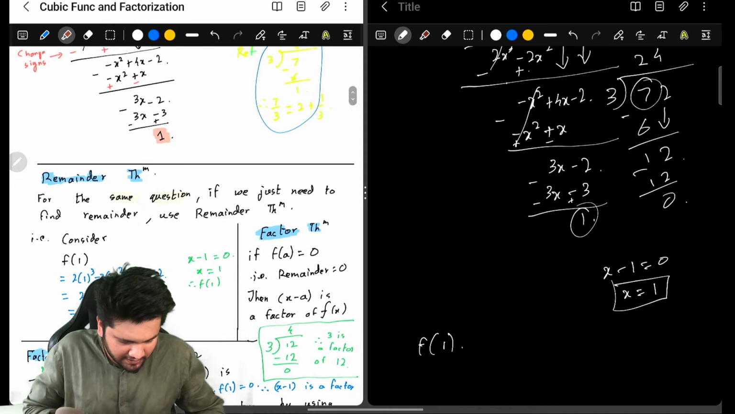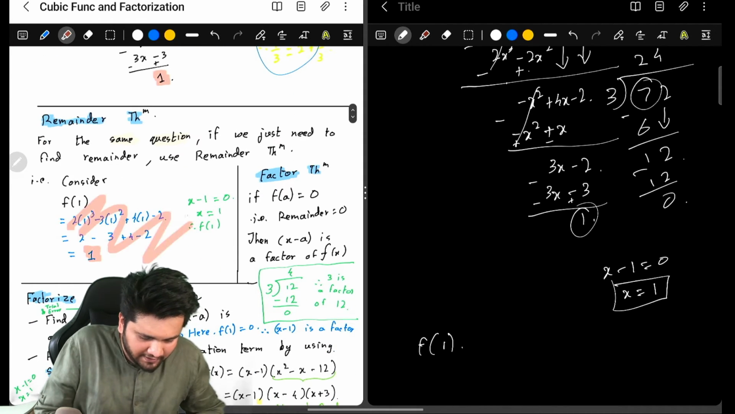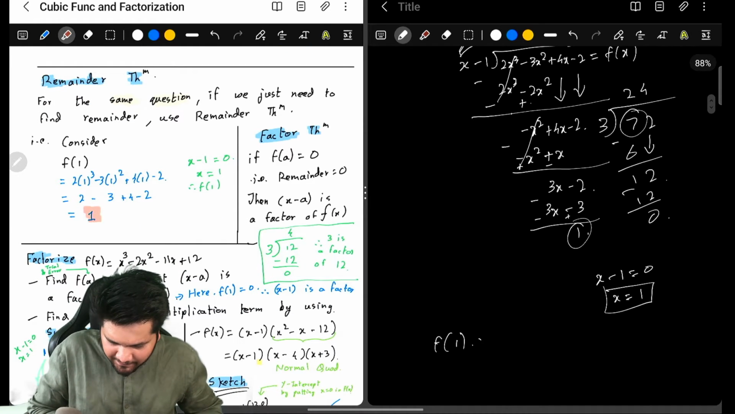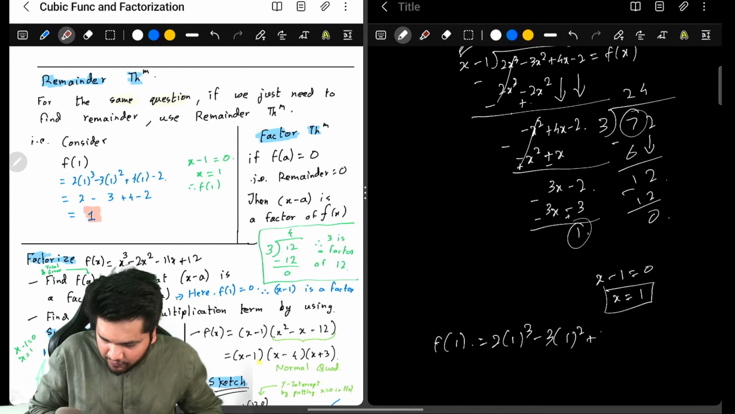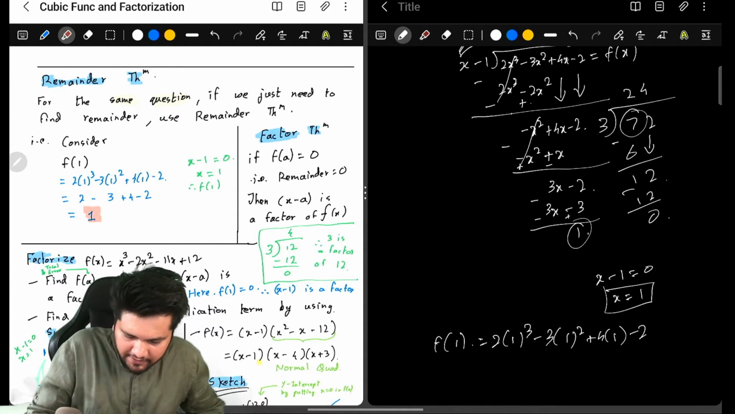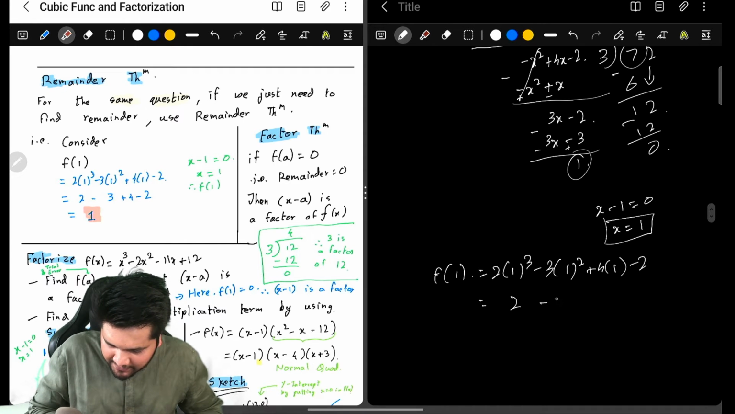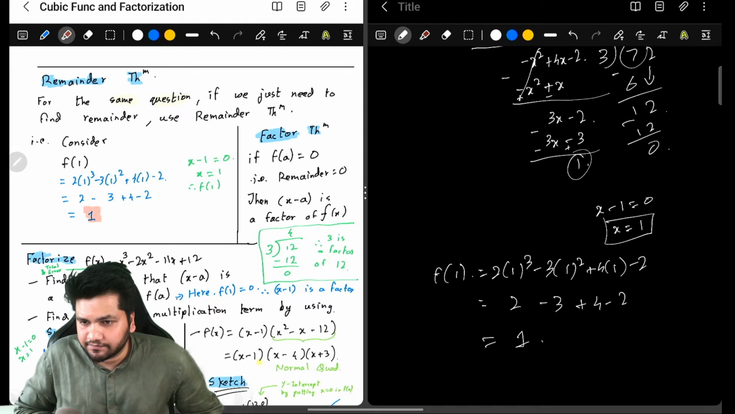I'll put that in the equation. If I just solve it, I'll get 1 as the remainder. If you want me to solve, let's do it. It's going to be 2 times 1 cube minus 3 times 1 square plus 4 times 1 minus 2. I'm just looking at this and solving it. So you'll just substitute, and you will get 2 minus 3 plus 4 minus 2. At the end, it's going to be 1. That's going to be the remainder.